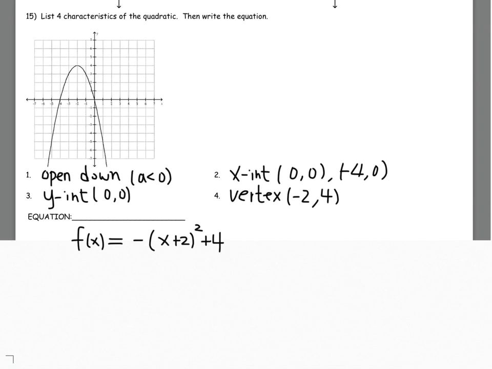With all this information, do you think you can write out the equation? So the function equation I have is f of x equals negative, because it's an opening down, x minus negative 2. Vertex is located at negative 2. So x minus negative 2 becomes x plus 2 squared plus 4. It's being shifted up 4 units.